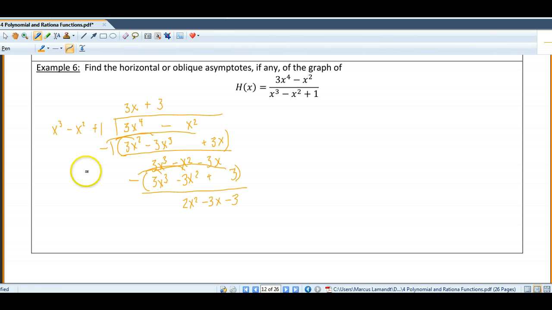So, this is what we have. When you divide this out, you end up with 3x plus 3 plus 2x squared minus 3x plus 3 over x cubed minus x squared plus 1. Now, in this case, the degree of the bottom is bigger than the degree of the top, so this would tend to 0. And our oblique asymptote is y equals 3x plus 3.